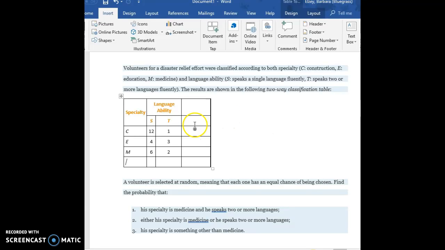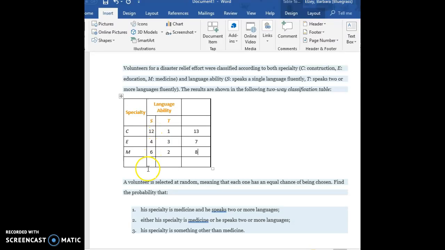Okay, so first thing we want to do is get totals. So you'll notice I've put an extra row and an extra column in here. So I want to total up each of the rows. And you notice I'm just going straight across. Okay, and then I also want to total up each of the columns.